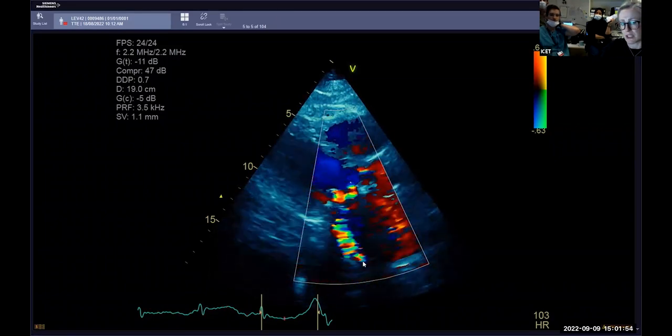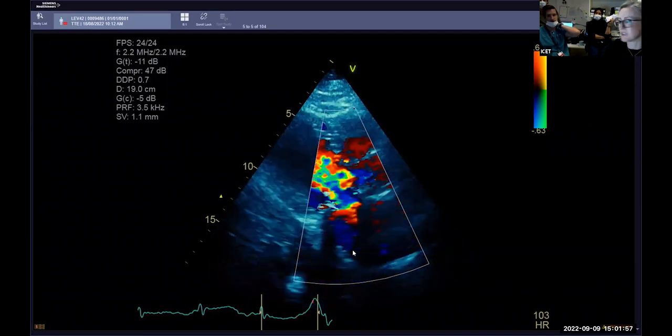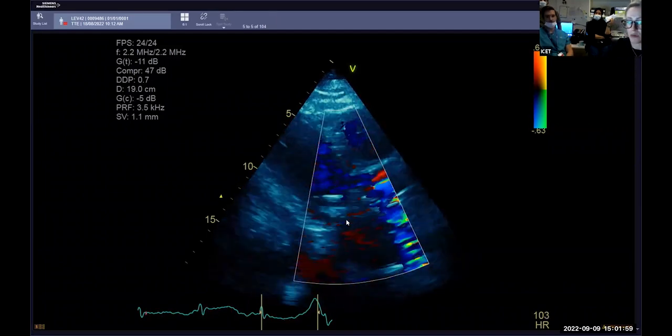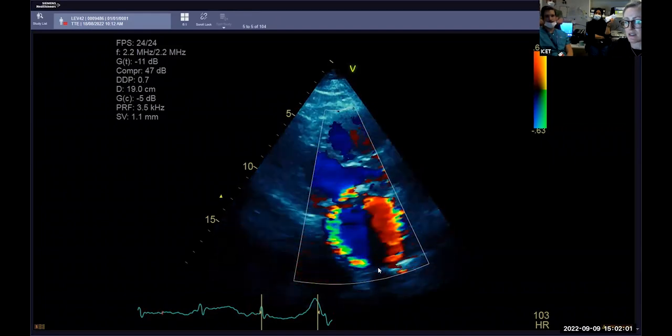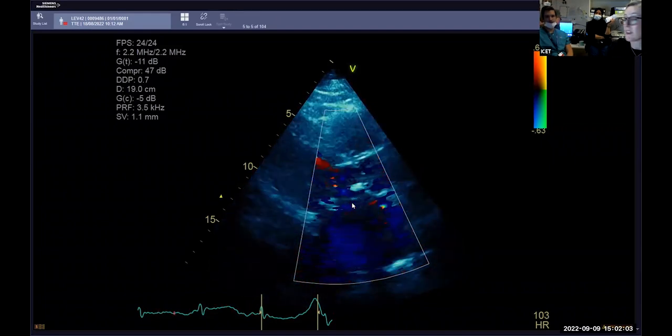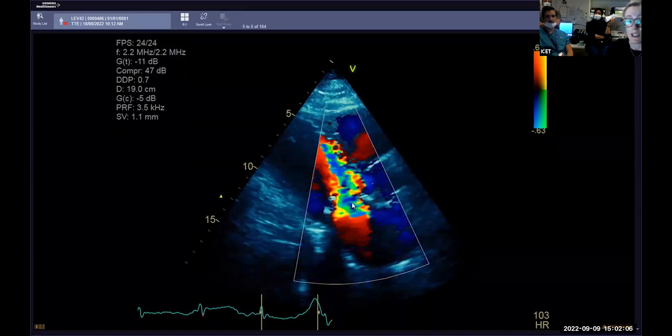I think for me, someone has to prove to me this is not severe. Exactly. Whenever you see a wall-hugging big jet going back to the atrium, that's severe until proven otherwise. It's not just severe, you've got to think, why the hell is it severe? What's the mechanism behind this?